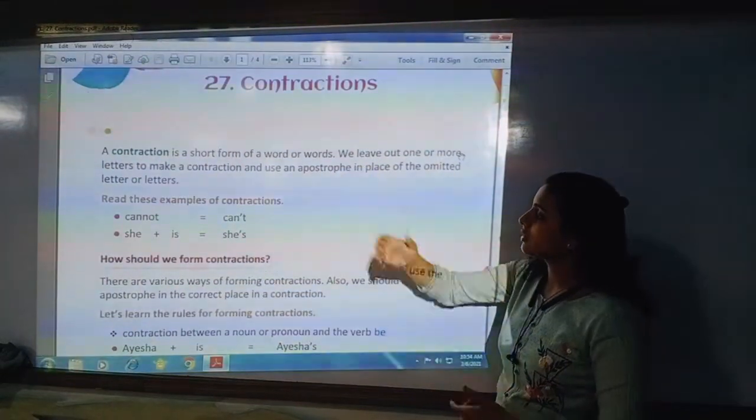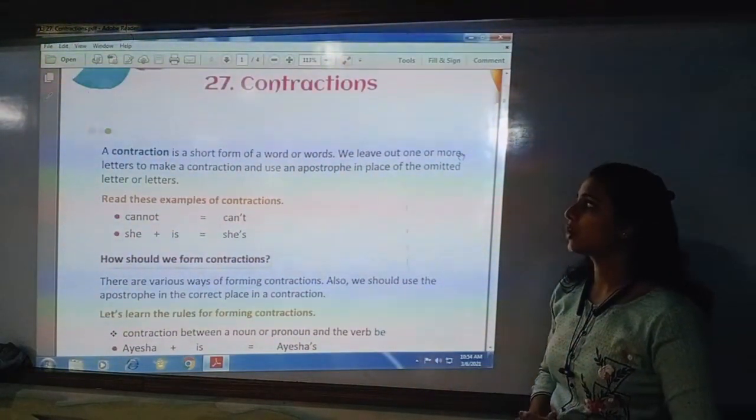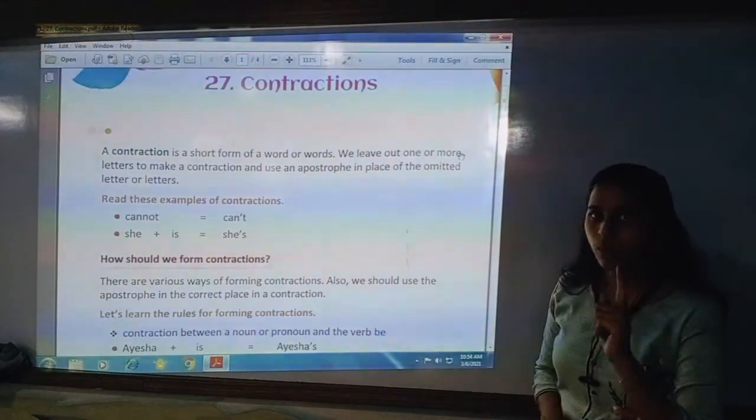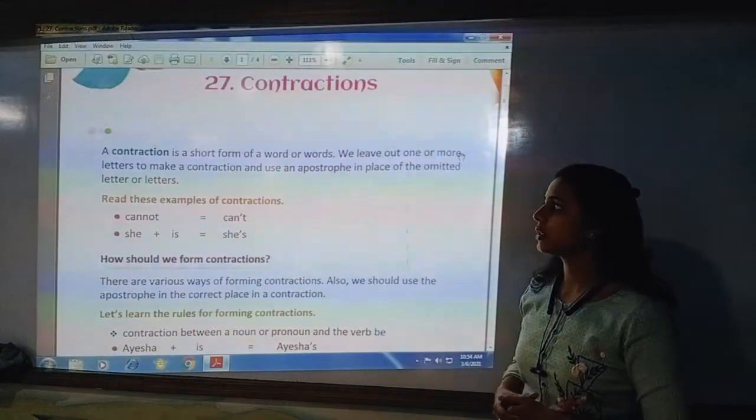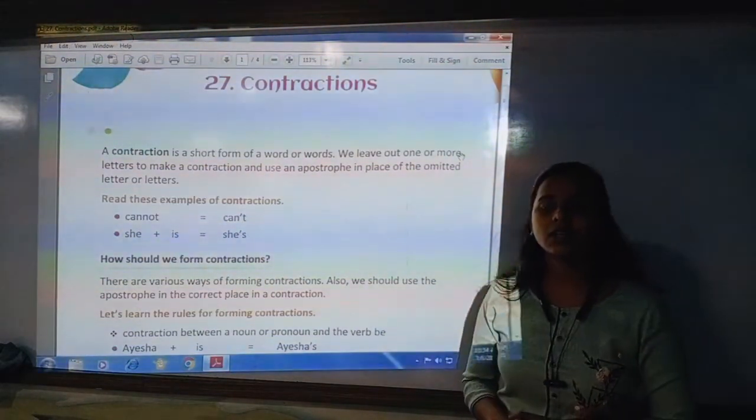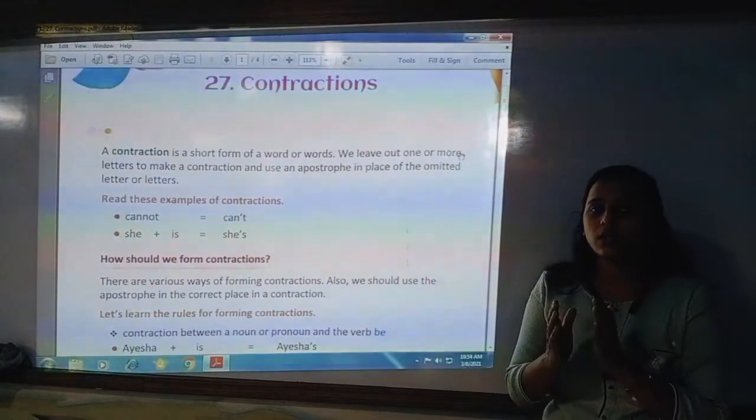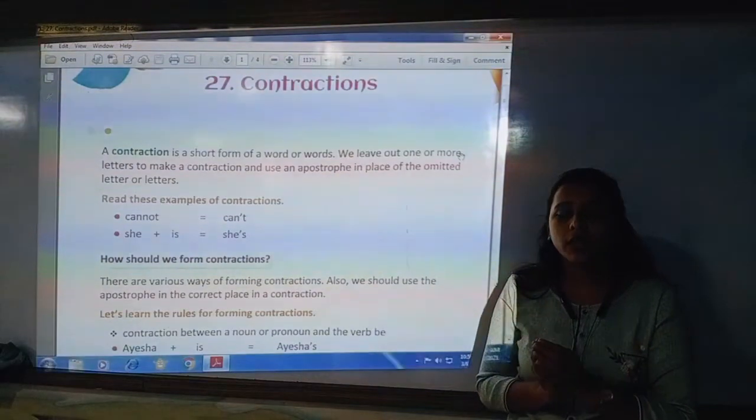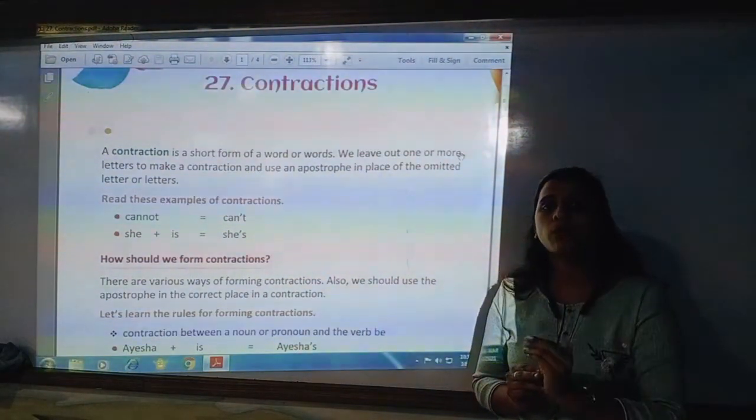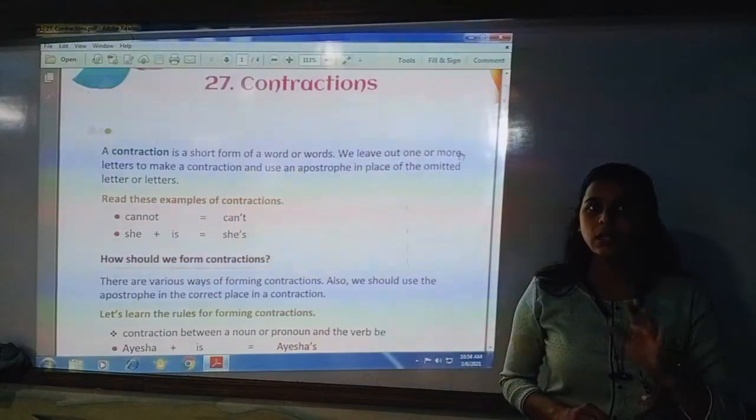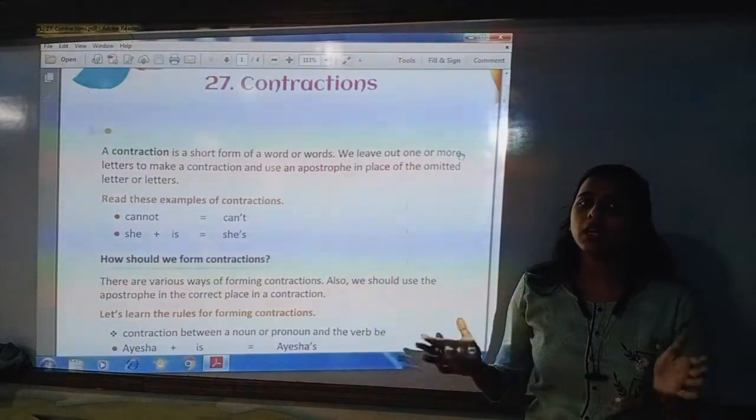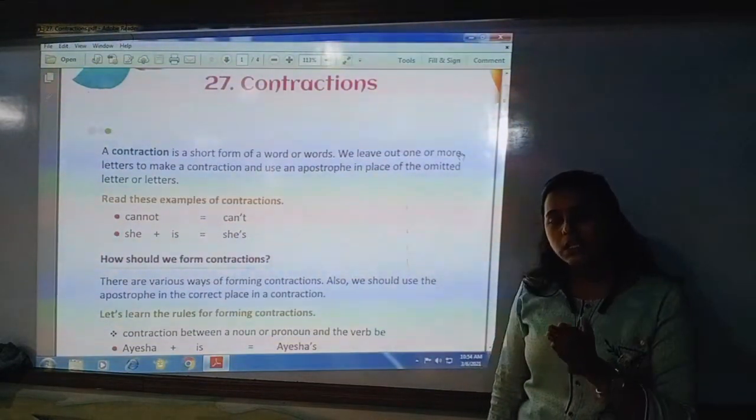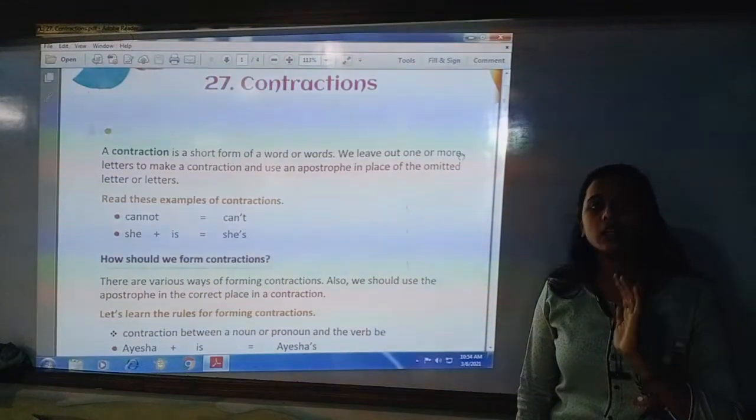The contraction is a short form of a word or words. We leave out one or more letters to make a contraction. Contraction, that means to make short. For making the word or words shorter, we will remove one or more letters from the word so that we can make the word shorter. That is called contraction, in which letters from the word or words are removed.